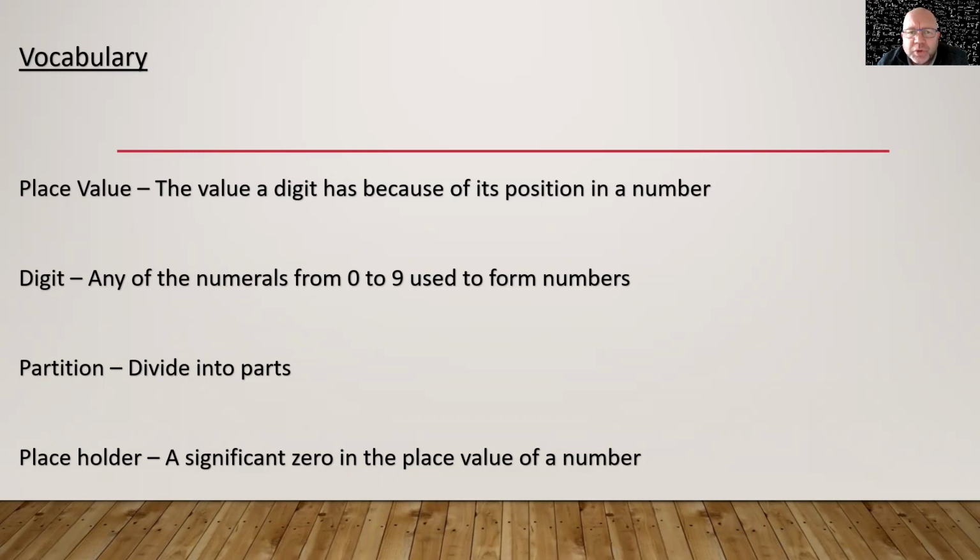And finally, placeholder. Sometimes we will use zeros when there is nothing for that particular value. So for example, the number 103 has 3 ones, but there are no tens. But the 0 is still very, very important. It allows us to realize that the 1 is actually in the hundreds column and not in the tens column. Okay, so a placeholder is a 0 that has no value, but is important because it forces other numbers into the correct columns. Okay, so let's move on.